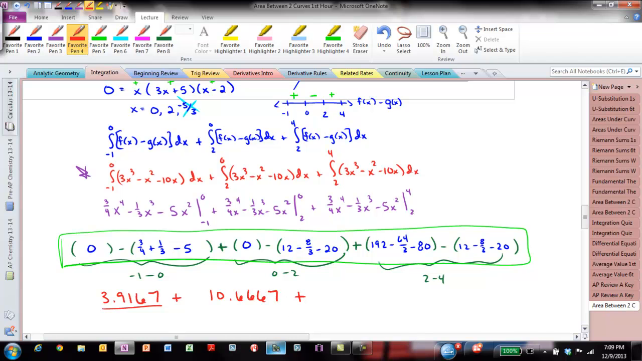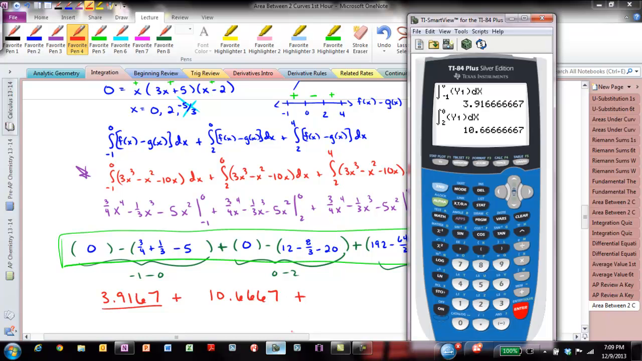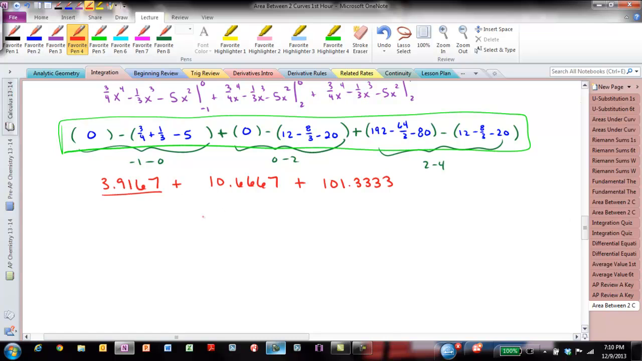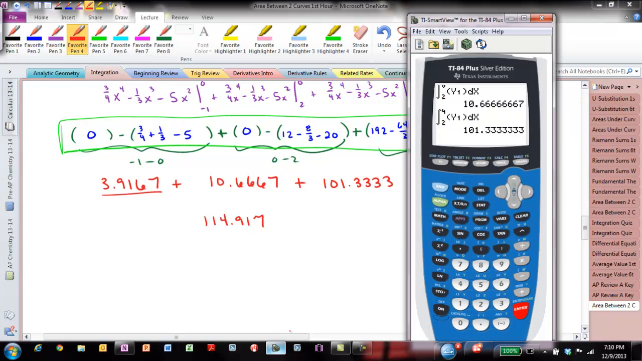And you notice I'm writing down 4 decimal places because I have to keep 4 decimal places all the way through until I get to the final answer where I can round correctly to 3. You don't want to round multiple times. So the last one, I just have to change it to 4 up there. And I get 101.333. Okay, so if I put this all together, I should get 114.917.